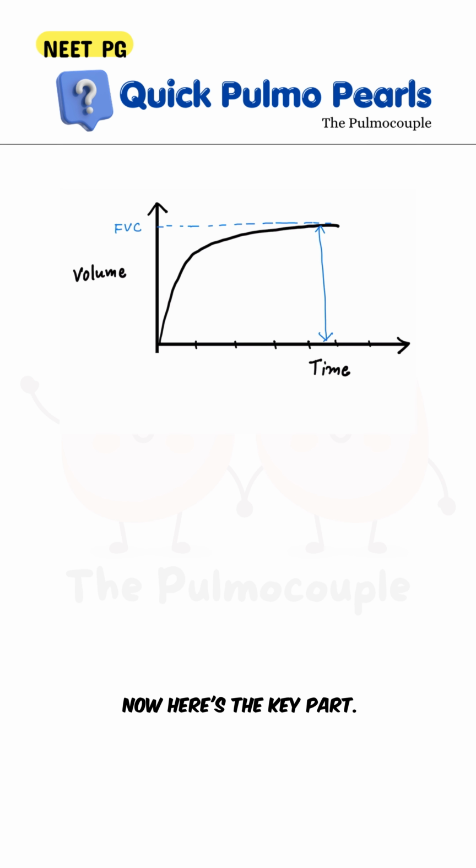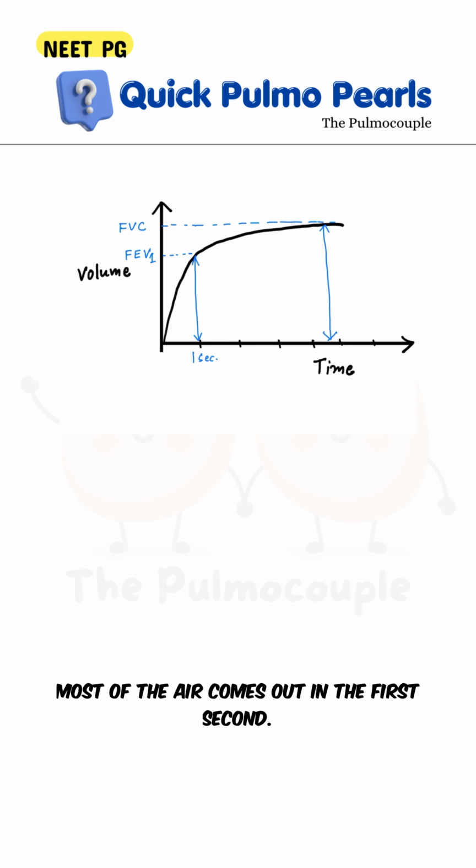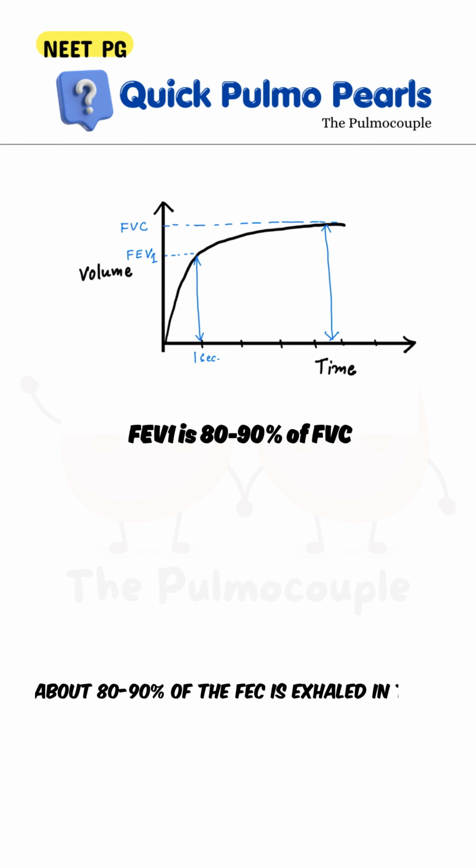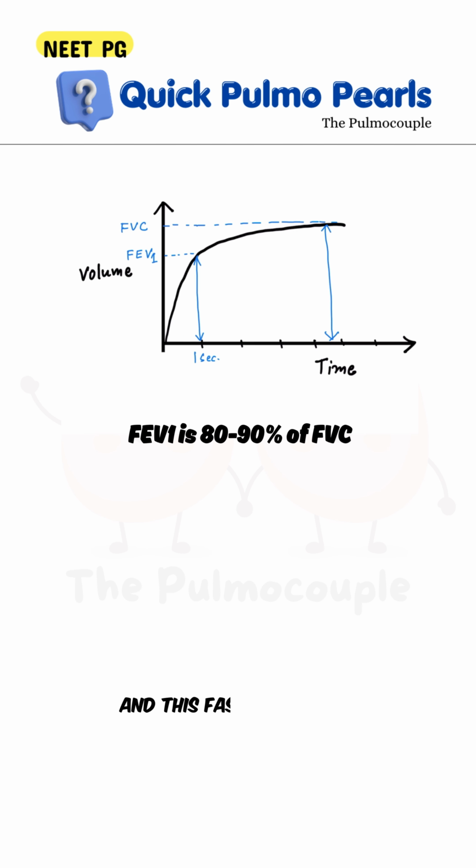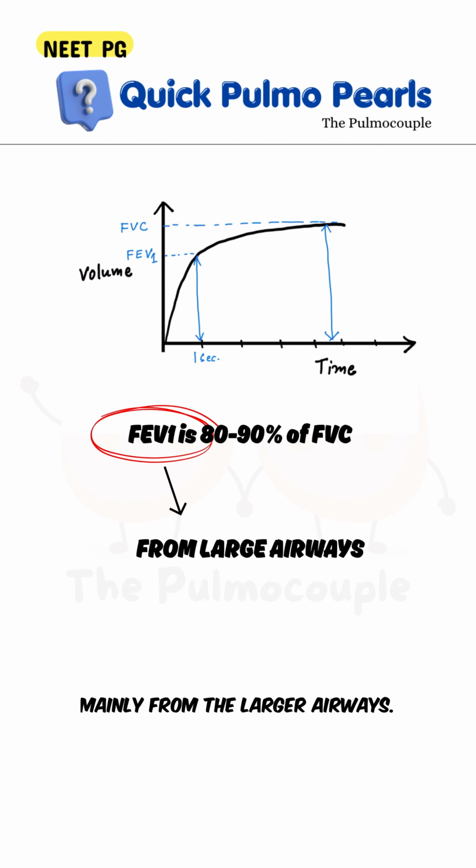Now here's the key part. When you exhale forcefully, most of the air comes out in the first second. That is called forced expiratory volume in 1 second, or FEV1. In healthy lungs, about 80 to 90% of the FVC is exhaled in that first second. And this fast flow comes mainly from the larger airways.